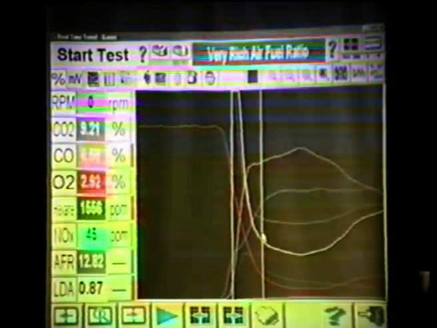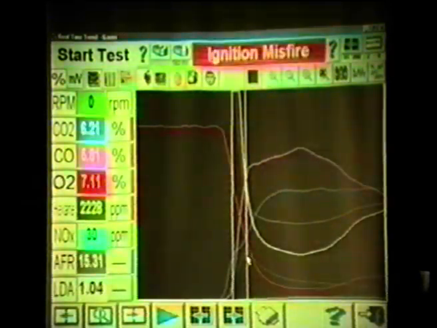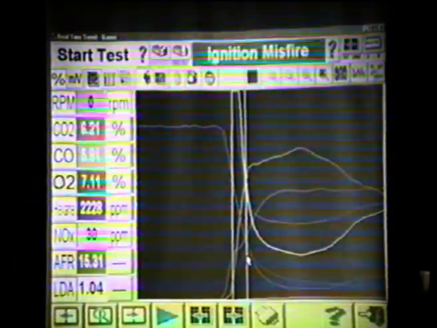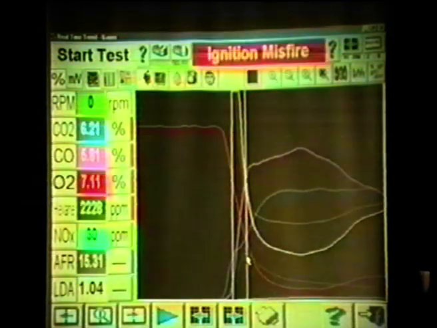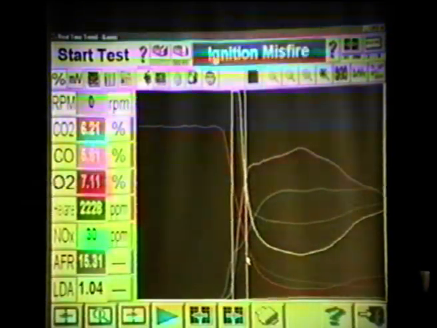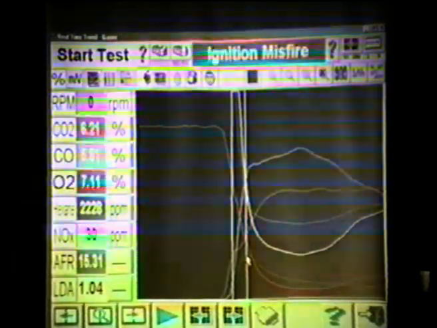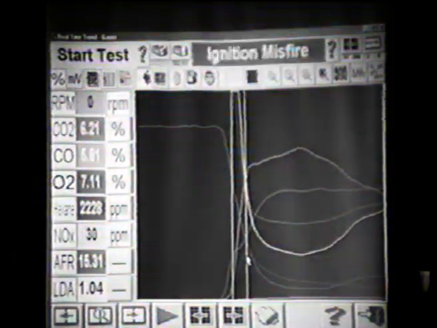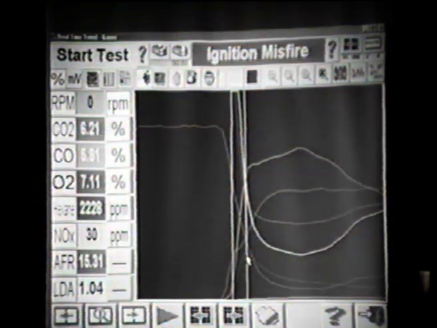You can see at the beginning here that we do have the ignition misfire flag. Why would that flag set? Why does that have to be an ignition misfire? What are they for?